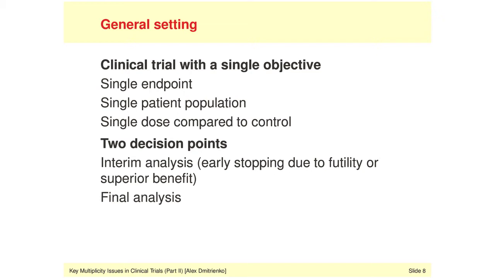We're going to assume for simplicity the case with two decision points, which means that there will be one interim analysis pre-specified, which supports an option of early stopping due to futility or due to superior treatment benefit, and an analysis of the treatment effect will be performed at the final look.